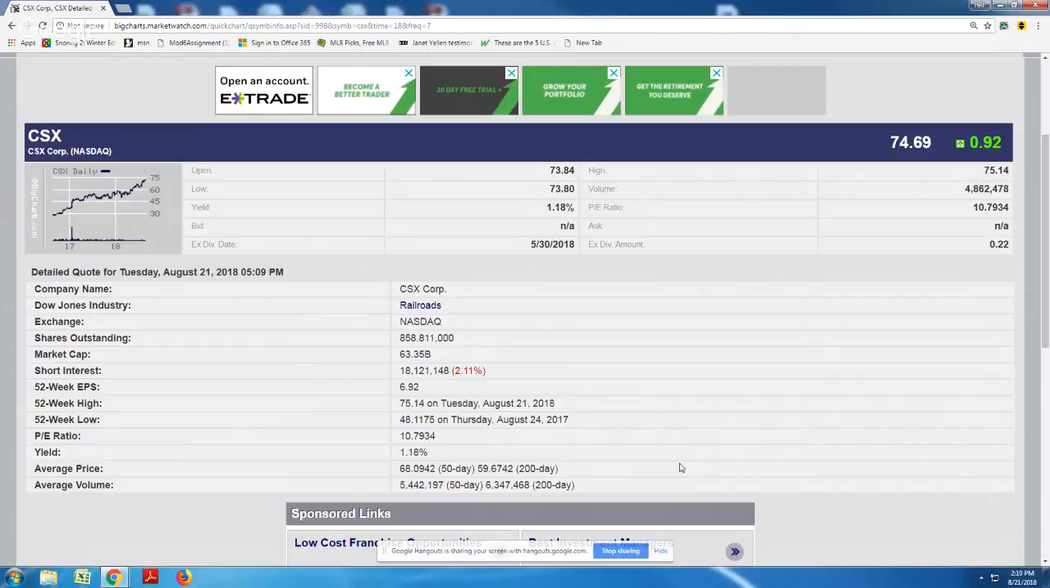Does it pay a dividend? Yes, it does. And the PE ratio is 10 according to my screen. So all that stuff is good.